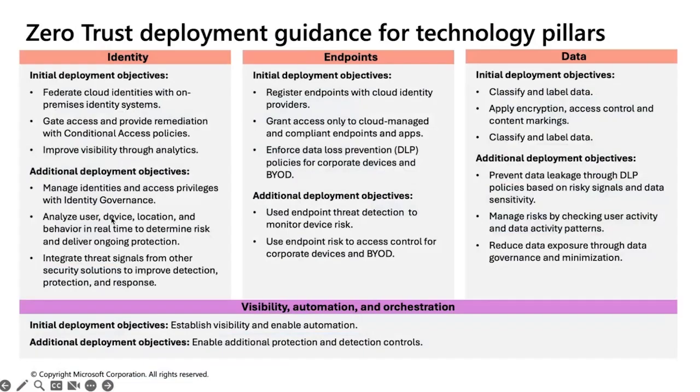Then we have additional deployment objectives like managing identity and access privilege with identity governance. We can analyze user, device, location, and behavior in real time using different kinds of identity protection options. Also, integrate threat signals from other security solutions to improve detections. So these are different kinds of objectives that we should consider while deploying an identity-related zero trust approach.